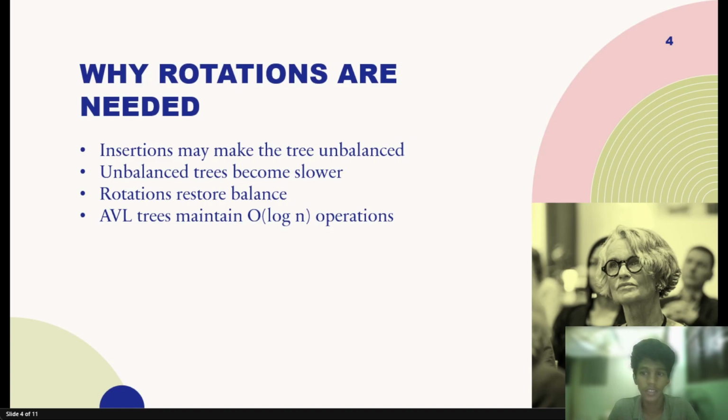So why do we need rotations in AVL trees? Whenever new nodes are inserted into the AVL tree, the structure can become unbalanced. If the tree becomes too skewed, searching becomes slower, insertion becomes inefficient, and the binary search tree loses its performance advantage. Rotations are operations that rearrange nodes while still maintaining BST properties. Their main purpose is to restore balance and reduce tree height. This allows AVL trees to continue performing operations efficiently in O(log n) time.